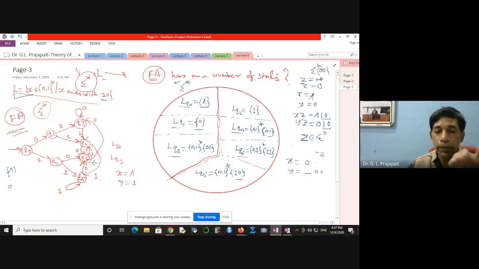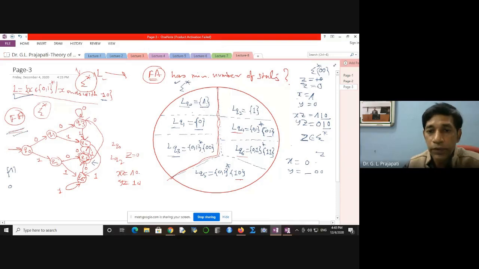So if you are going to distinguish, then you have some z taken from sigma star, and you can take z equal to, say, 0. Once you concatenate xz and yz, you will find that xz becomes 0 and yz becomes 1 0. This is in the language and this is not in the language. So this says that you can distinguish x and y.